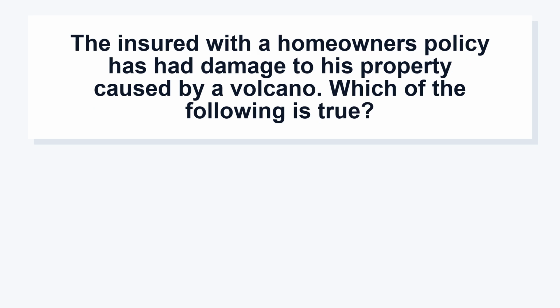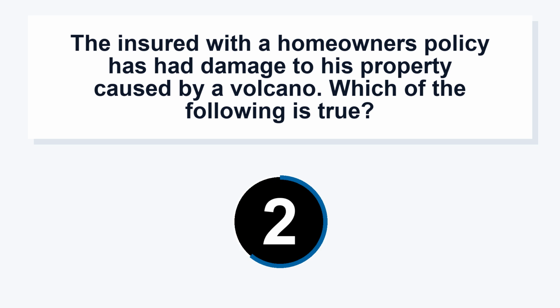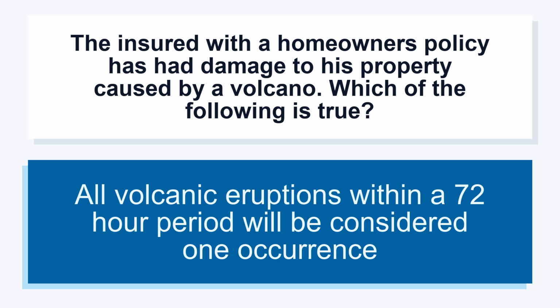The insured with a homeowner's policy has had damage to his property caused by a volcano. Which of the following is true? All volcanic eruptions within a 72-hour period will be considered one occurrence.